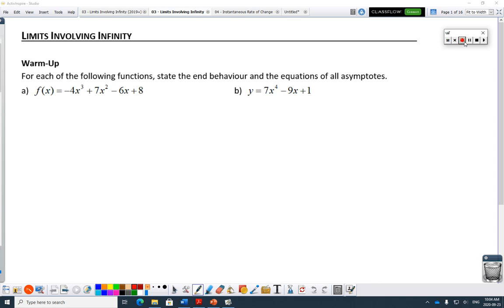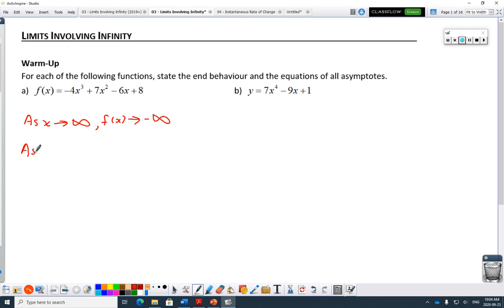So as x goes to infinity, this function has to go to negative infinity. And all the information about that is in that leading coefficient. The fact that it's a negative leading coefficient means that this has to go to negative infinity.